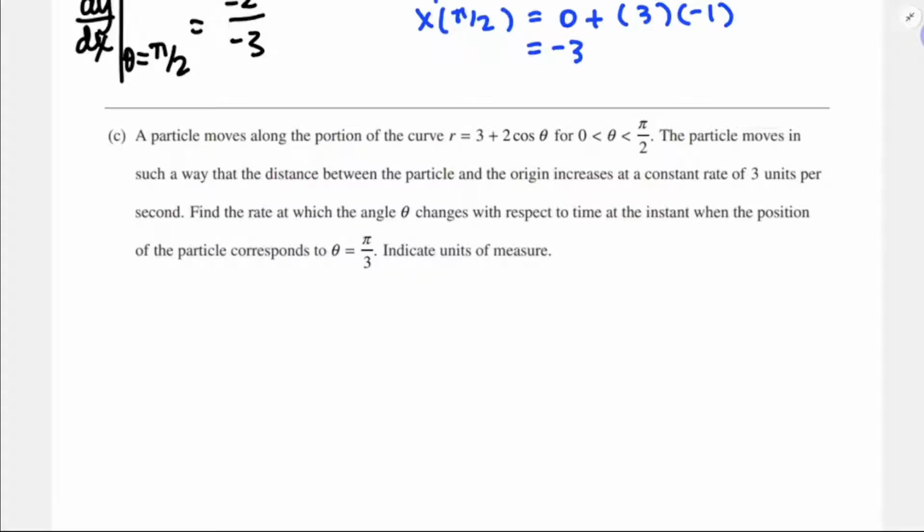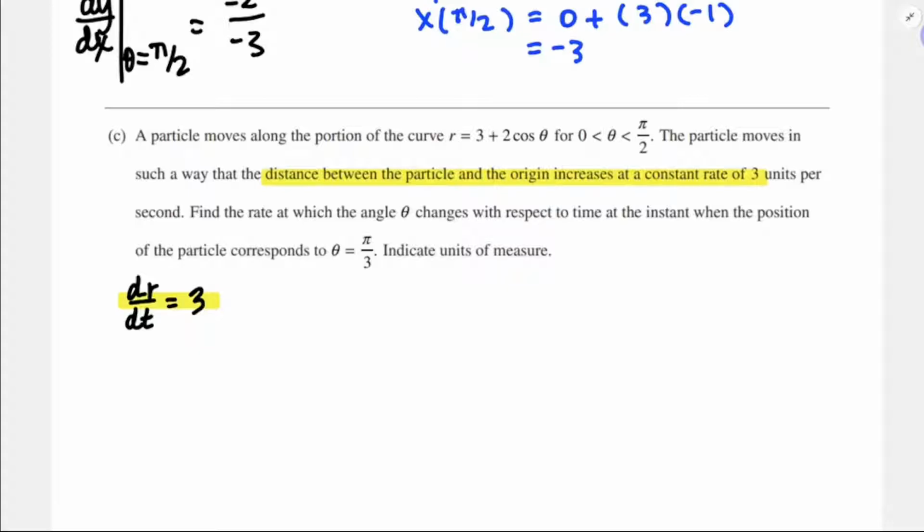So a particle moves along the portion of the polar curve between 0 and pi over 2. The particle moves in such a way that the distance between the particle and the origin increases at a constant rate of 3. And now we need to know what they mean by distance between the particle and the origin, and that's going to be r. And if r is increasing at a constant rate of 3, that means that dr dt equals 3.